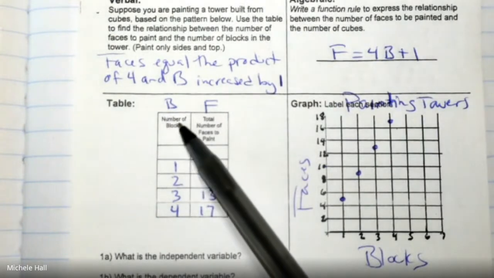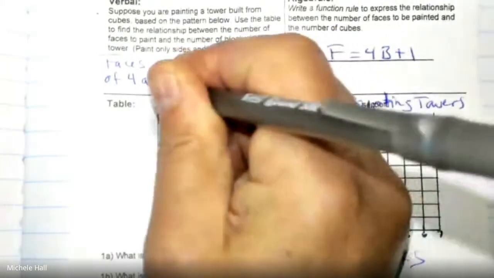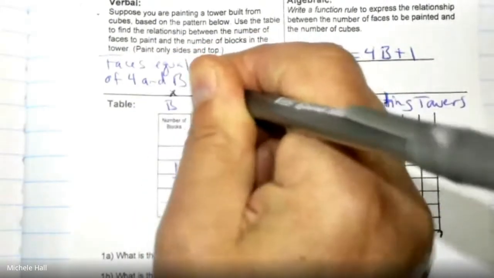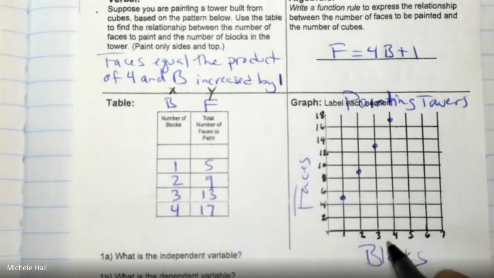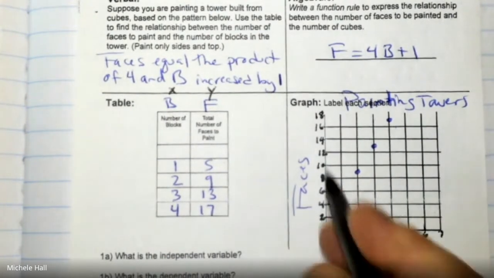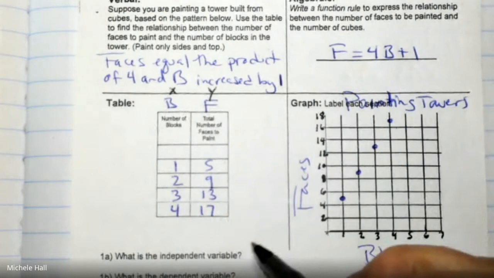Like here, this was about the number of blocks, which sometimes I do like to put X and Y here just to remind myself that X always comes before Y. But I'm not using it in the problem. I'm just using it to think about graphing, which is about the x-axis, which is about the y-axis, which one is the independent variable, and which one is the dependent variable.